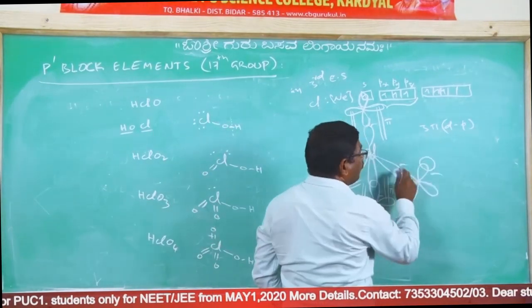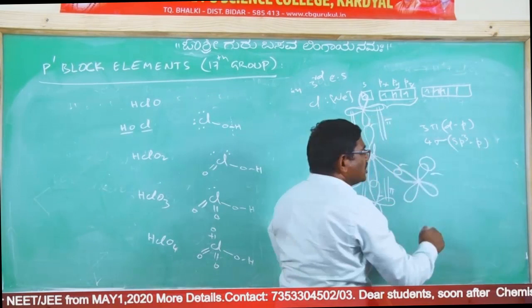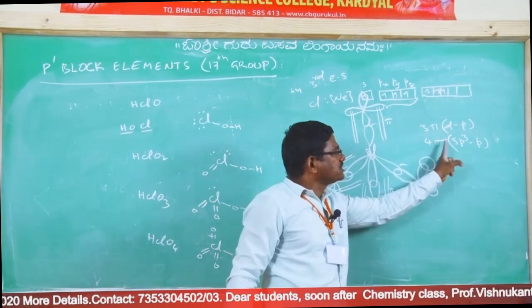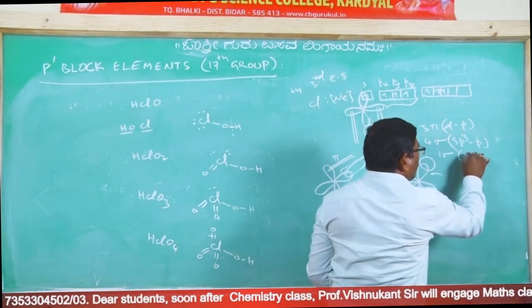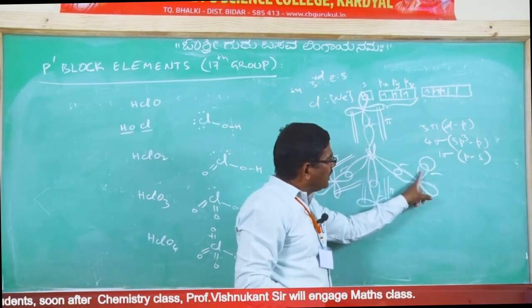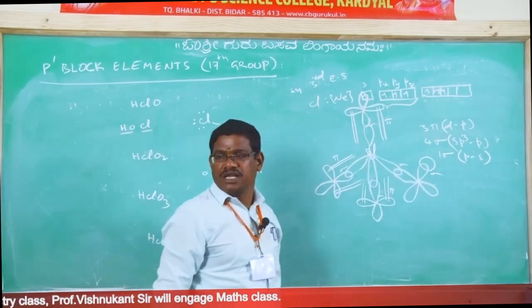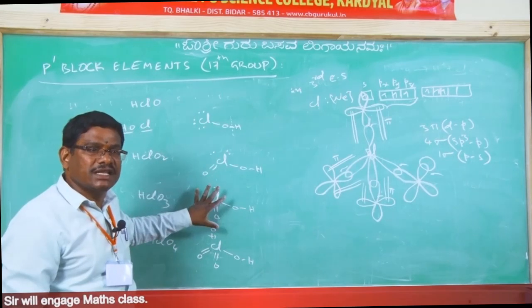So now 4 sigma sp3p. Correct? sp3 from the chlorine side, p from the oxygen side. 4 sigma sp3p and 1 sigma p and s. This is p, it is s. 1 sigma p and s, 4 sigma sp3p, 3 pi dp. Clear? Like this, in oxo acids the remaining ones you can imagine easily.